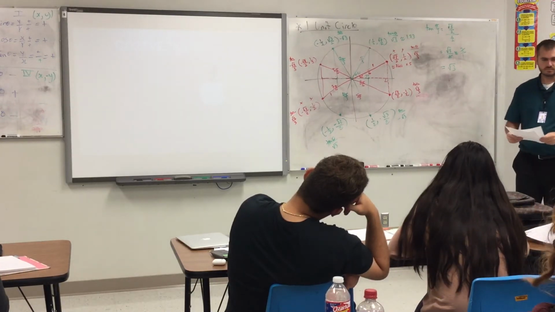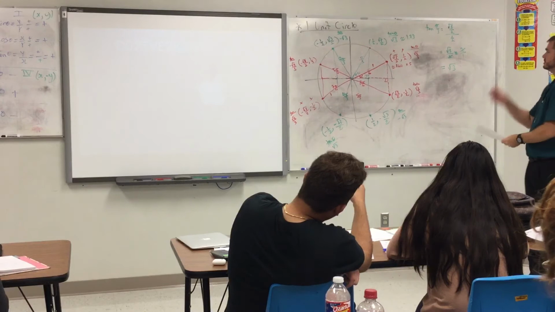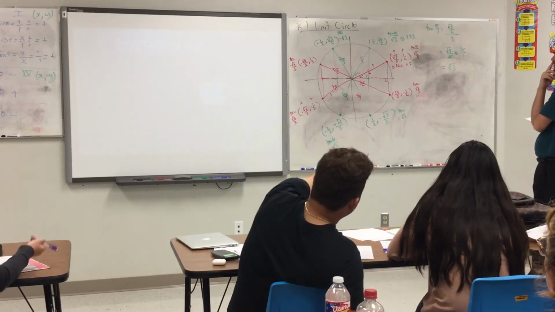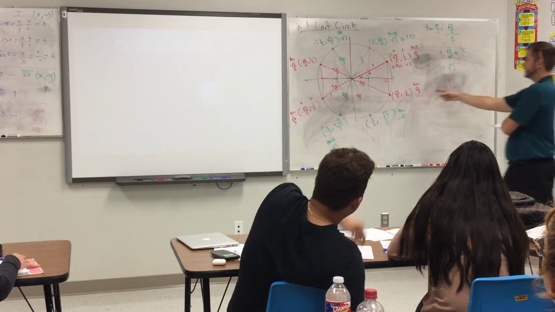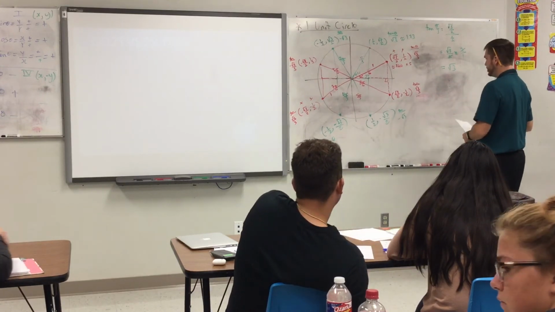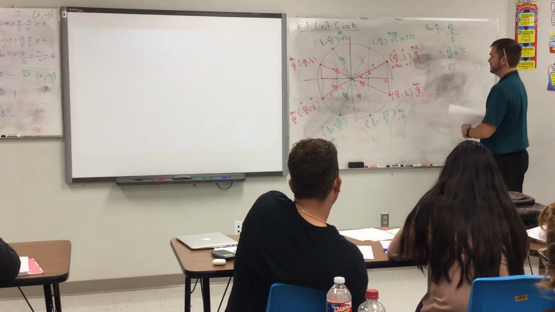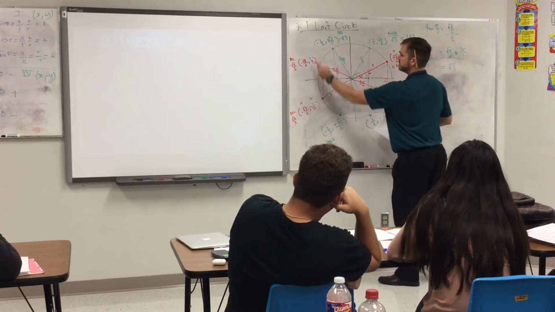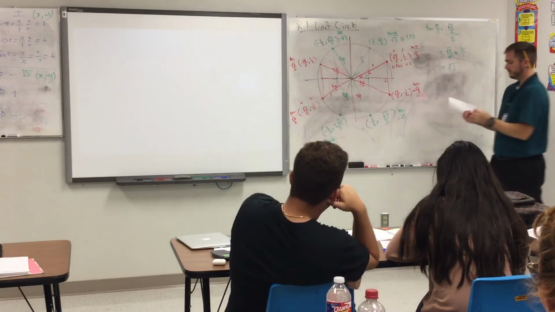Hold on. Wait, would that one, tan root 3 over 3, would that one be positive above the, this one right here? No, it's negative. That would be negative. Good catch. Yeah. That one was positive, this one was negative. Yeah, yep.